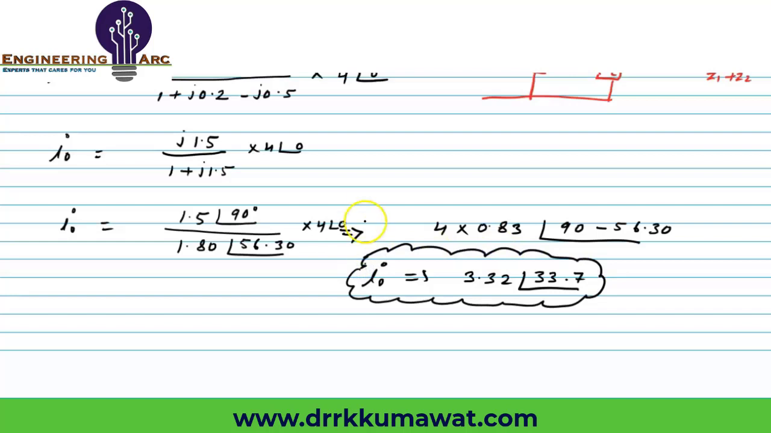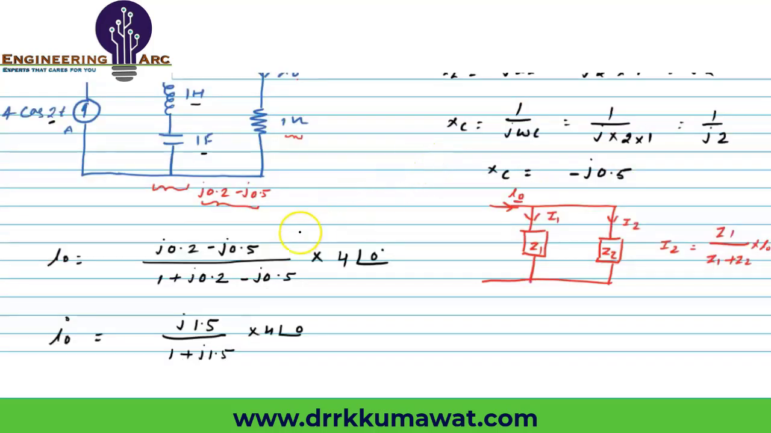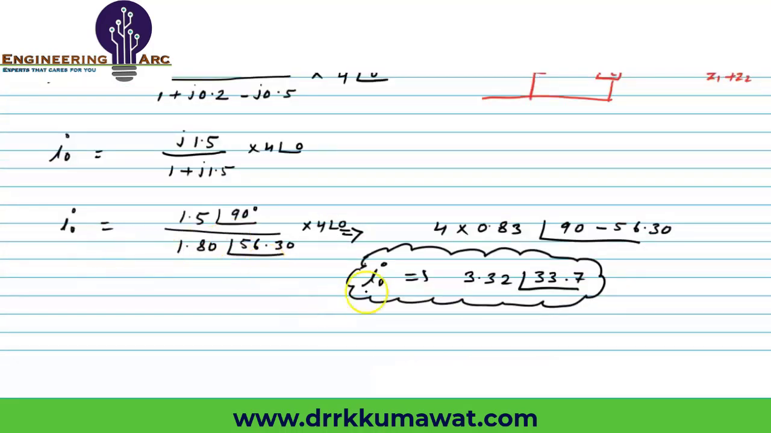So in this problem, what did we do? First, we converted our inductive and capacitive circuit into the reactive form. Then we simply applied the current division rule. By applying the current division rule, we calculated the value of current I naught.